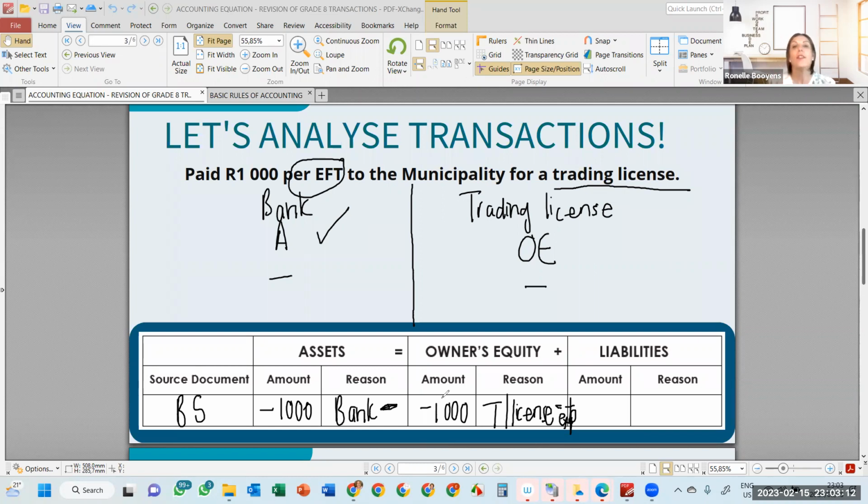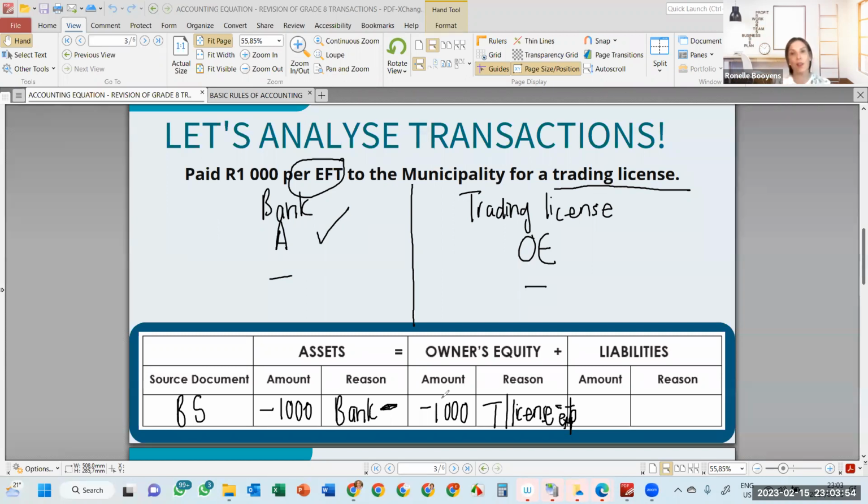But remember, the more expenses we have in our business, the less profit there is for the owners to take home. So the less the owner's equity. So if an expense increases, then it will have the effect of decreasing the owner's equity. So your amount will have a minus, but your reason might have a plus, because it's when an expense in the business becomes more. We have to pay this every year. So the bigger the expense, the less the profit or the owner's equity at the end.